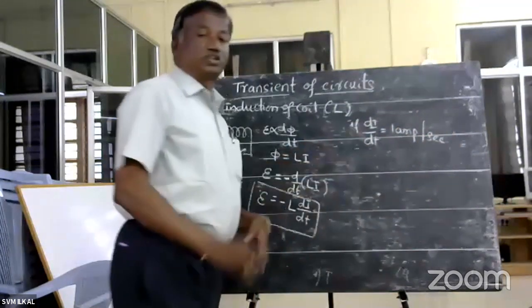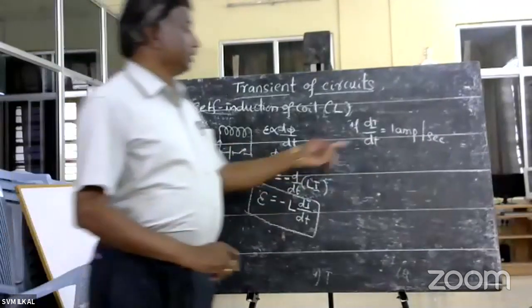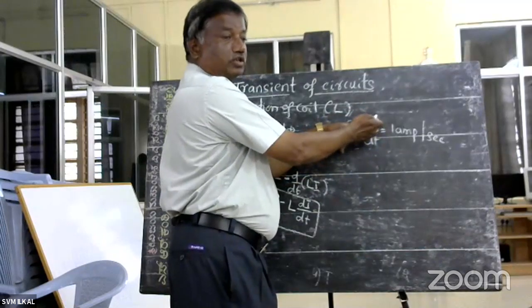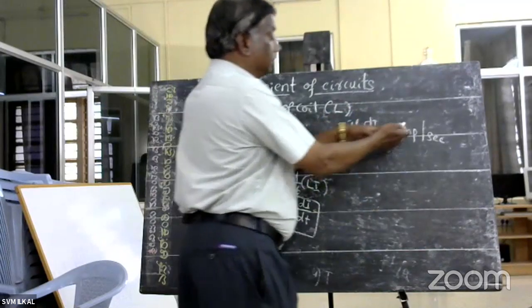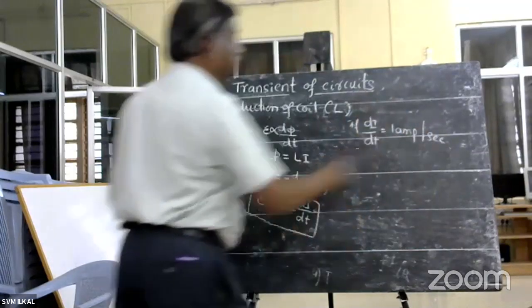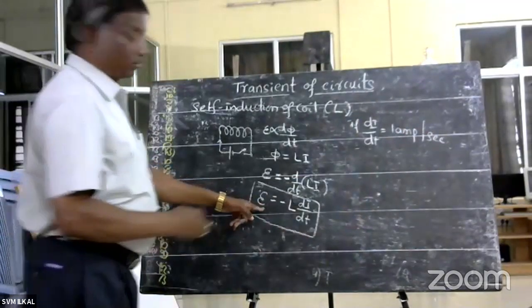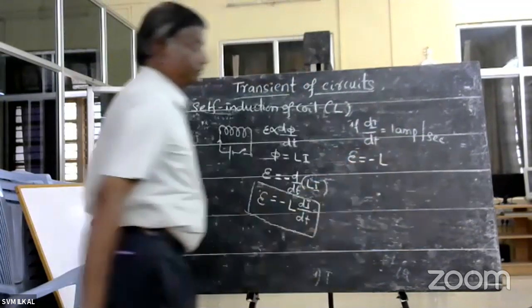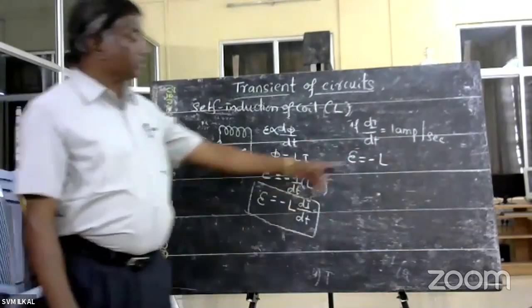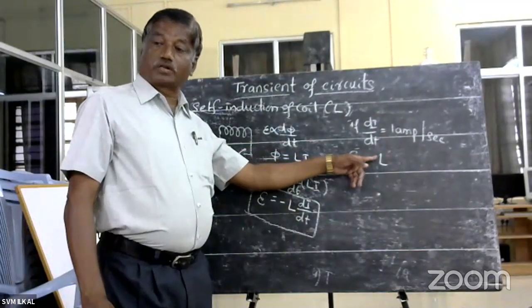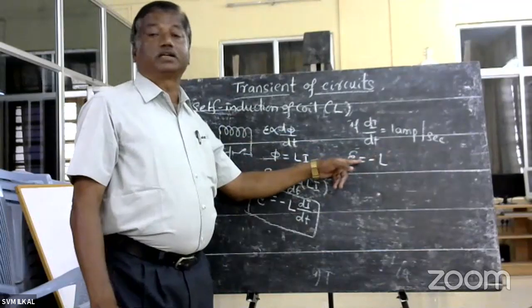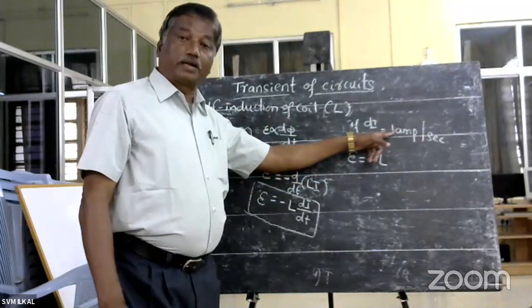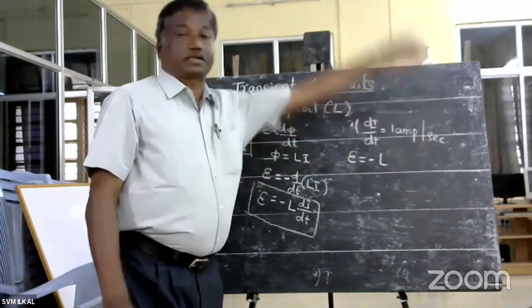See, di is the change of current measured in ampere, dt is the time. What change of current is that? The di change of current during an interval of time dt, that is 1 ampere per second. As di by dt is equal to 1 ampere per second, substitute in this equation, what happens here? Epsilon is equal to minus L. Okay? That's why the definition itself is: L, the coefficient of self-induction, is numerically equal to the EMF induced in the coil during the change of current at the rate of 1 ampere per second.